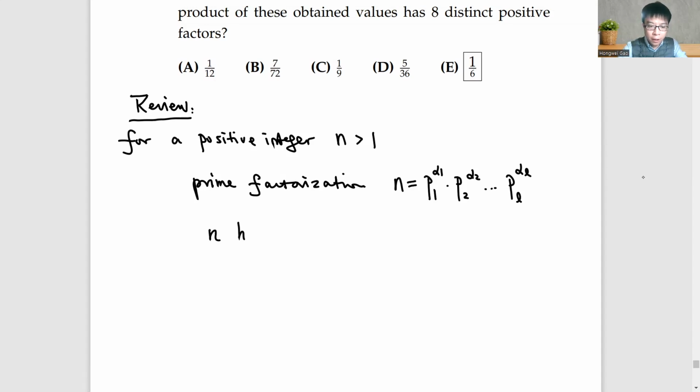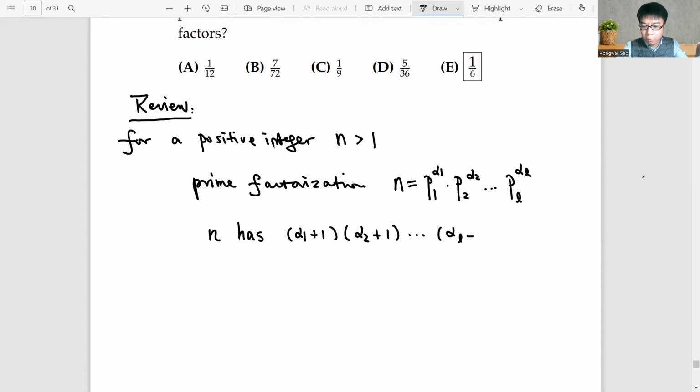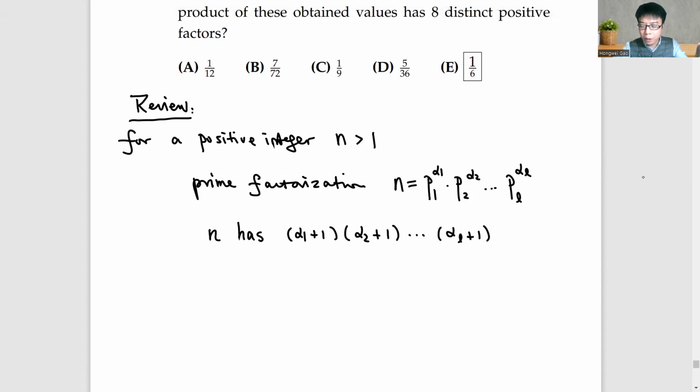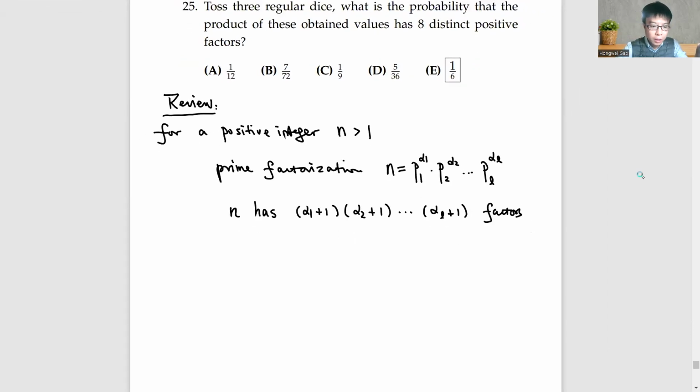Now the number of factors can be calculated in this way. N has (alpha 1 plus 1) times (alpha 2 plus 1) up to (alpha l plus 1) factors. That's the formula. Now we can take an example.